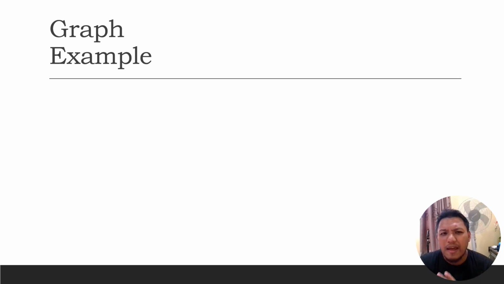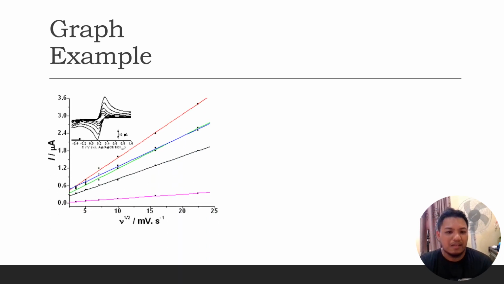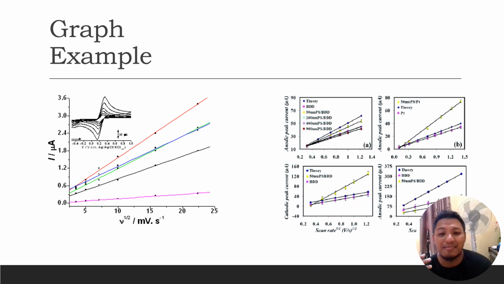So let's see some graph examples to convince you about the diffusion coefficient. Normally, people calculate the diffusion coefficient when they are dealing with sensors, because sensors deal with the redox potential during the CV. In this case, how do we read the graph? The first graph and the second graph already plot the peak current versus scan rate to the power half. As a layman, at first sight, how do you determine which one is good? Let me open the pointer.